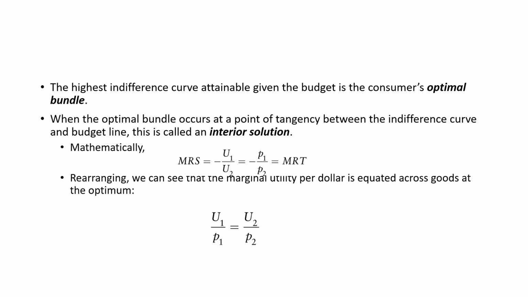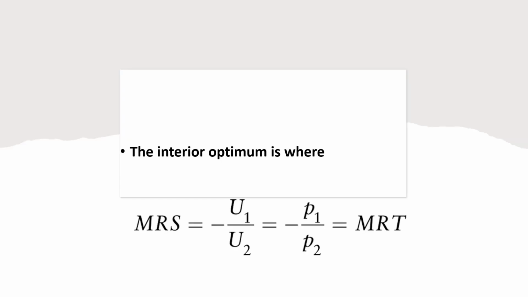Important things to consider. The highest indifference curve attainable given the budget line is the consumer's optimal bundle. When the optimal bundle occurs at a point of tangency between the indifference curve and budget line, it is called an interior solution. Mathematically, where MRS is equal to MRT, we may rearrange the equation as given. After that we have the interior optimum, which is where MRS is equal to MRT.